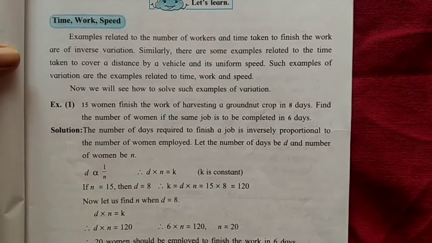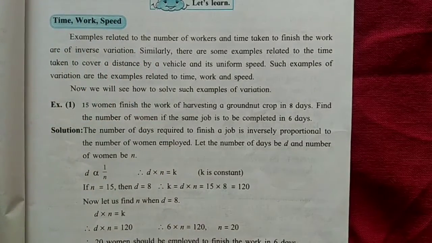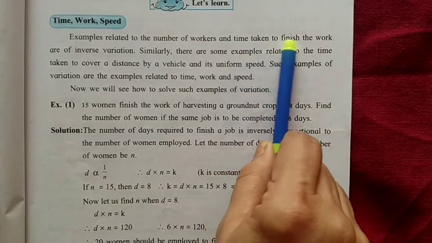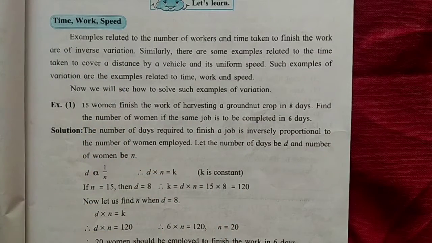So now we will go to the next part, that is time, work and speed. Examples related to the number of workers and time taken to finish the work are of inverse variation. We have seen in the earlier sums also that if some building or wall is to be built and 10 workers are working and they take 10 days, if we double the number of workers, the time taken will become half, because more workers will do more work and the time will be reduced.